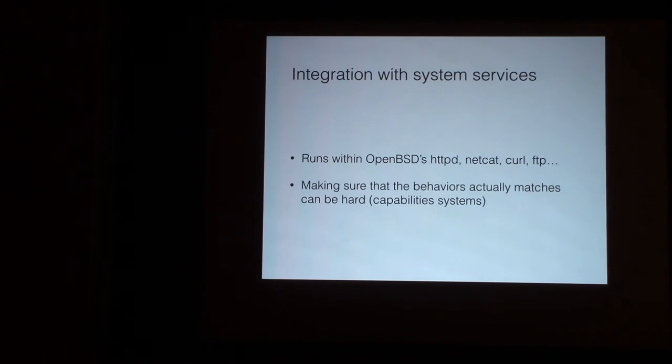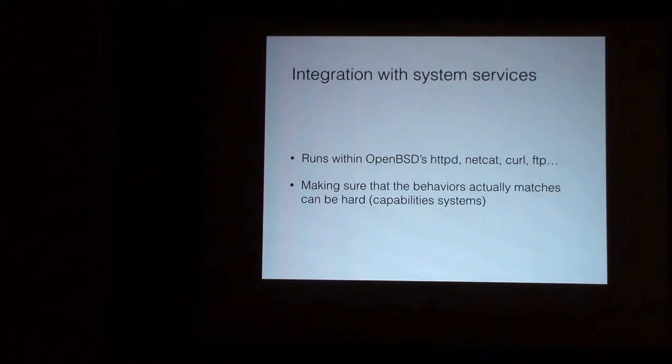So, getting back to running the library in a system, like you saw at the beginning: running the library within OpenBSD HTTPD. Our library runs within most components of the base OpenBSD system. That is HTTPD, netcat, curl, FTP, so both client and server software. But a few things we've noticed while making it run within the software is that there are a few cases where there are behavior differences that you wouldn't actually expect.